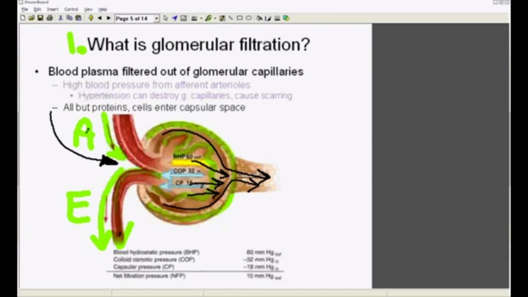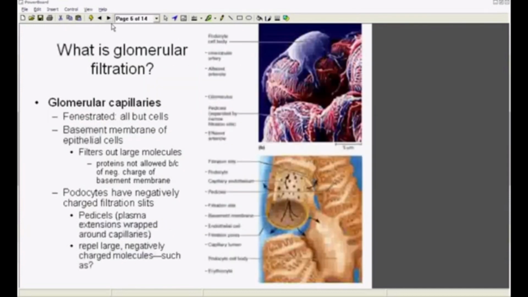Okay, so we've got this first process, glomerular filtration, where everything but proteins and cells can potentially be filtered out of the blood and be funneled into the proximal convoluted tubule. And at this point, we're going to enter into the next step, which is tubular reabsorption.